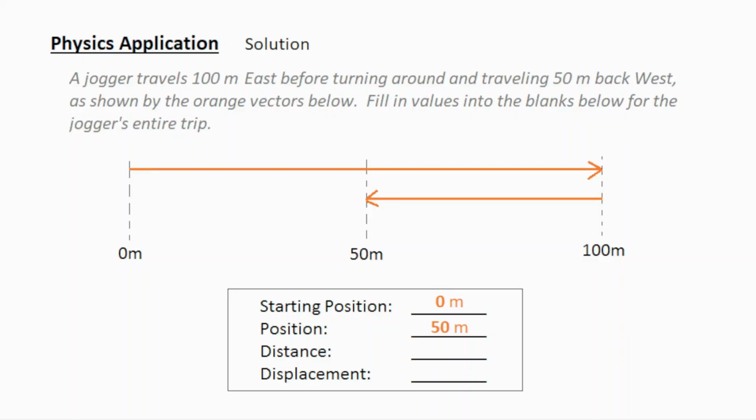What is the total distance that the jogger traveled? Well, they traveled 100 meters, and then also 50 meters. Distance does not account for direction, so the jogger traveled 150 meters. Displacement, we are finding the change of position, the difference between where they finished and where they started. That would be a value of 50 meters, 50 minus 0, and displacement requires direction. This jogger was displaced to the east relative to where they started.